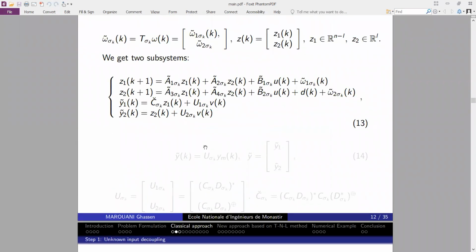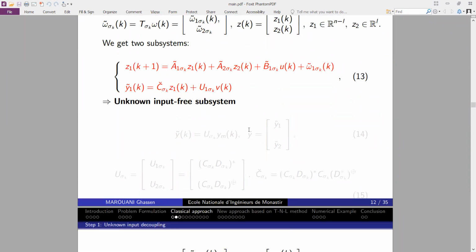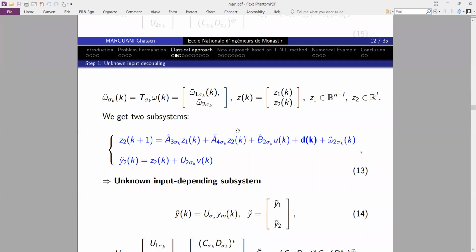So after this change of coordinates, we get two subsystems. The first subsystem is an input-free subsystem. We can remark the absence of the unknown input in the state vector. And the second subsystem is an input-dependent system.